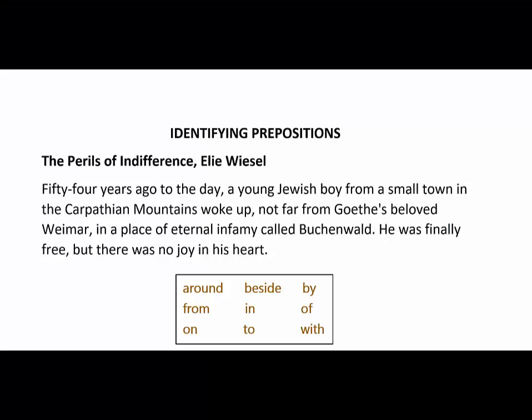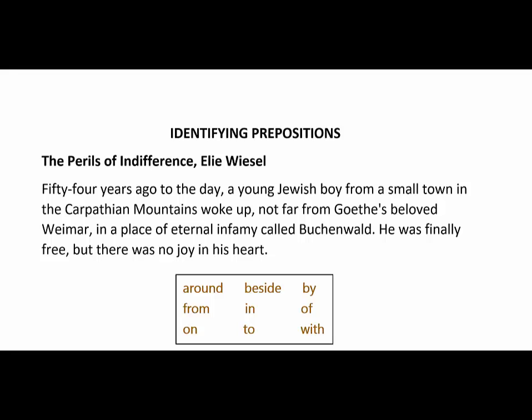Our first excerpt is from The Perils of Indifference by Elie Wiesel. I've put a short list of common prepositions underneath to help you out. In this exercise, I'd like you to circle each preposition and then underline the rest of the prepositional phrase. Remember, that's the object of the preposition and whatever comes in between.